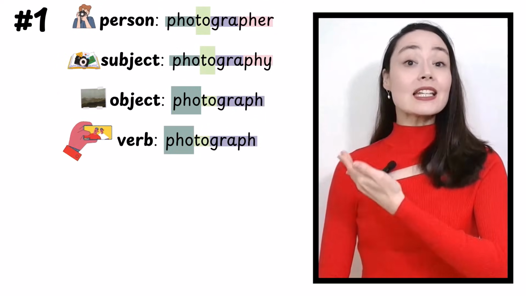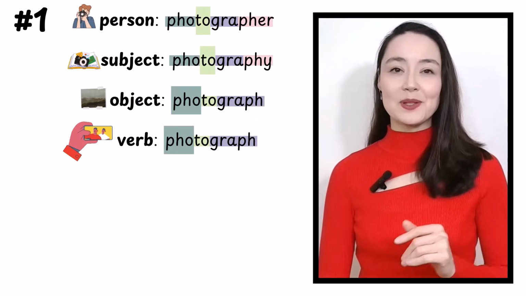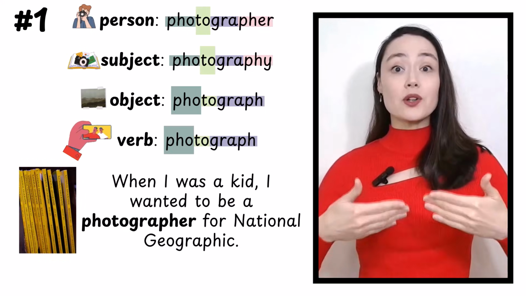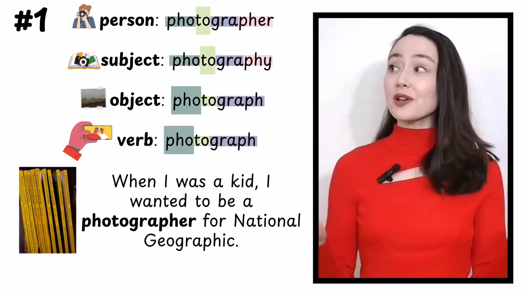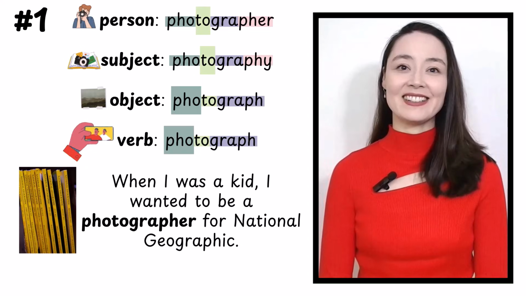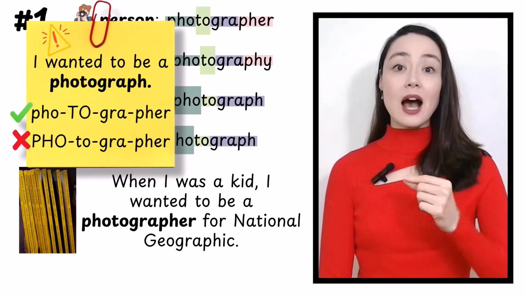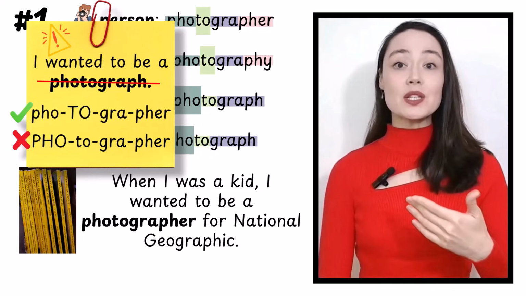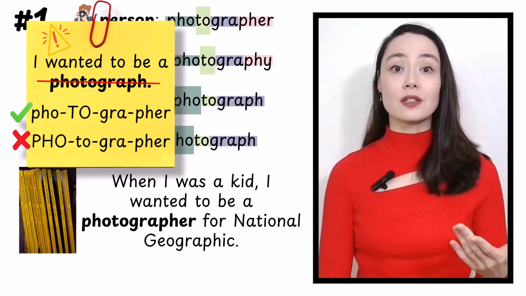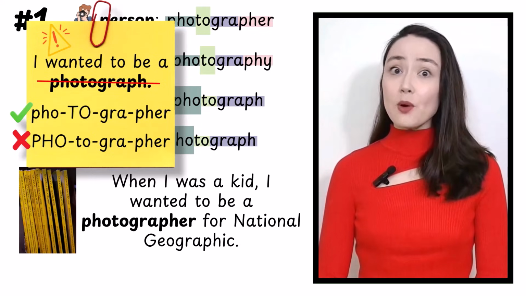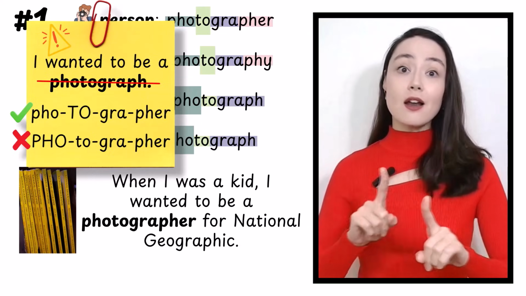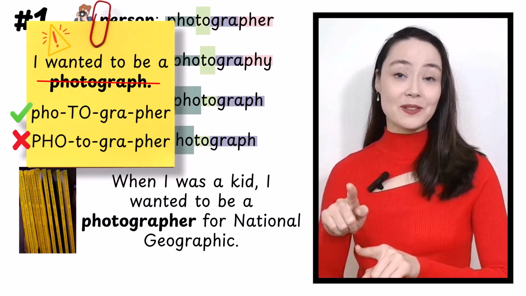Number 1, let's review this one with example sentences. When I was a kid, I wanted to be a photographer for National Geographic. Common mistake: I wanted to be a photograph. The person is photographer. And the word stress is important. We say photographer, not photographer.